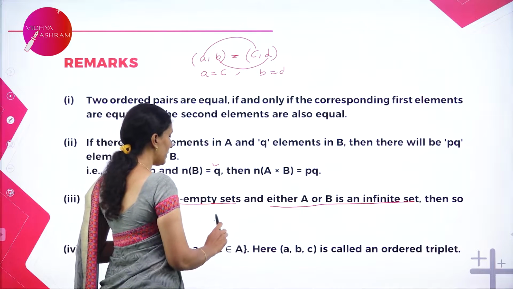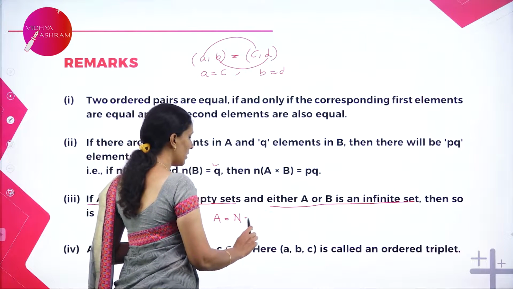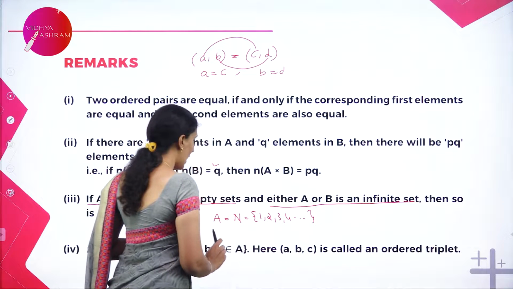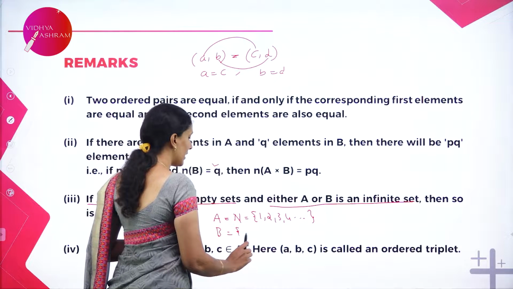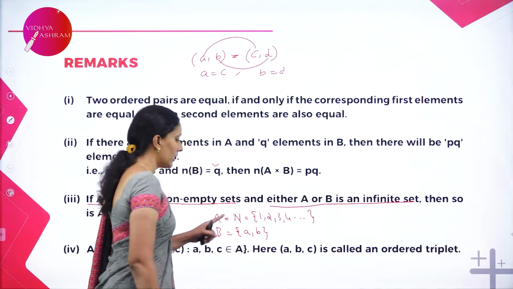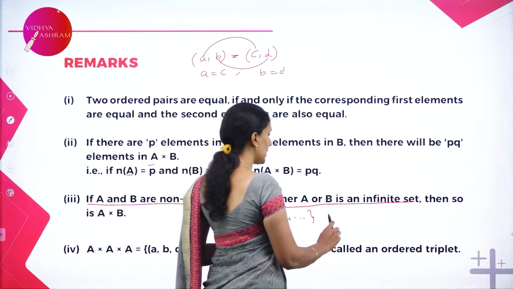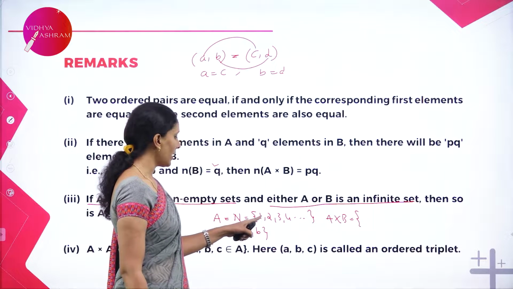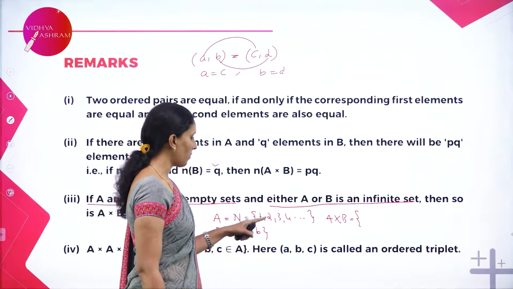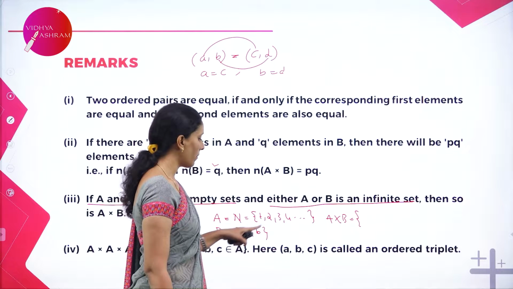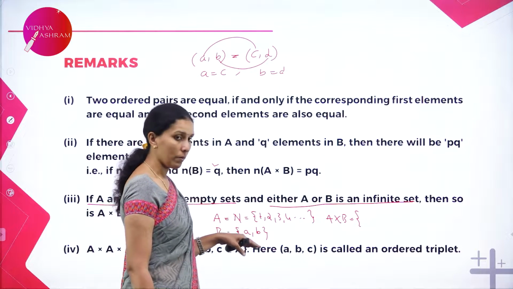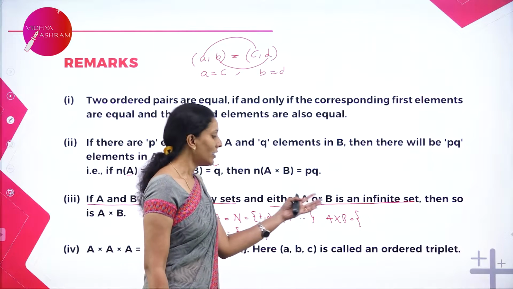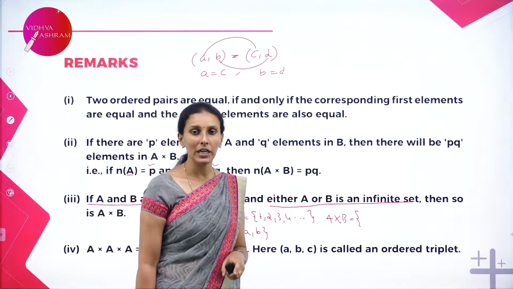For example, let me take set A as the set of natural numbers, that is 1, 2, 3, 4, etc., and let me take set B as containing two elements, a comma b. Then how is A cross B? We can clearly see here A cross B: we start with element 1, (1, a), (1, b), (2, a), (2, b), (3, a), (3, b), (4, a), (4, b), (5, a), (5, b), and it is infinite. So therefore, if any one of the sets is infinite, then A cross B is also an infinite set.